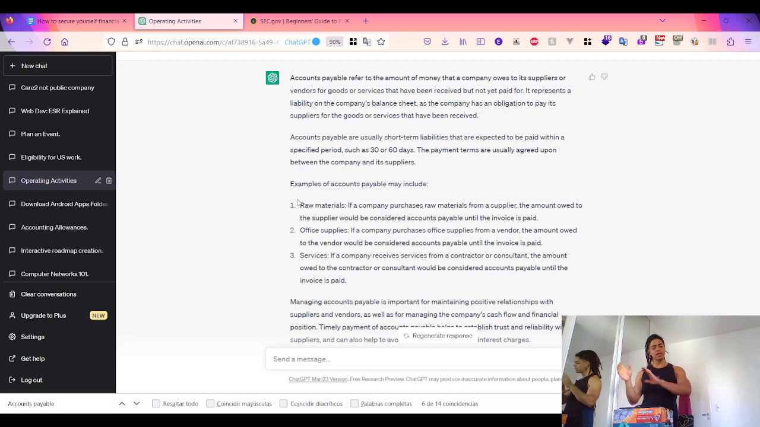And the subtle difference here, as a quick tangent, is that suppliers are companies or people that sell you things that you need, whereas vendors are people that sell things you might need or not. Supplier is something that you need for your company's operations, whereas a vendor might not be necessary. Okay, so that's accounts payable.